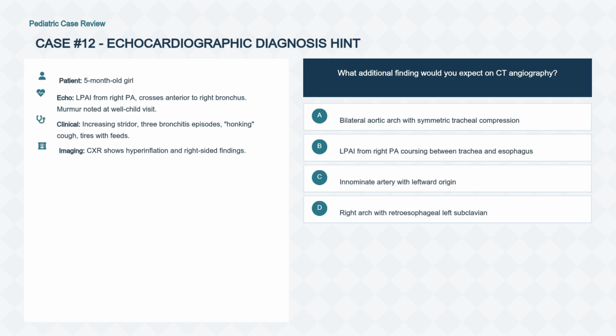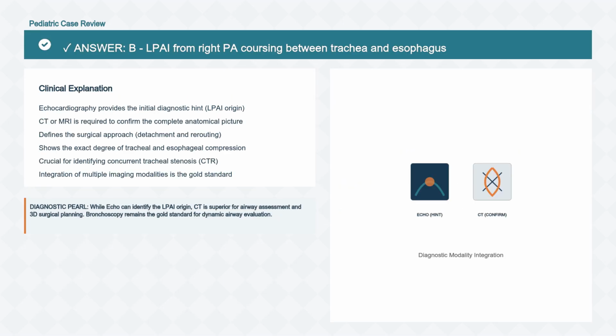Option A, bilateral aortic arch. Option B, left pulmonary artery coursing between trachea and esophagus. Option C, innominate artery with leftward origin. Option D, right arch with retroesophageal left subclavian. The correct answer is option B. Left pulmonary artery coursing between trachea and esophagus.